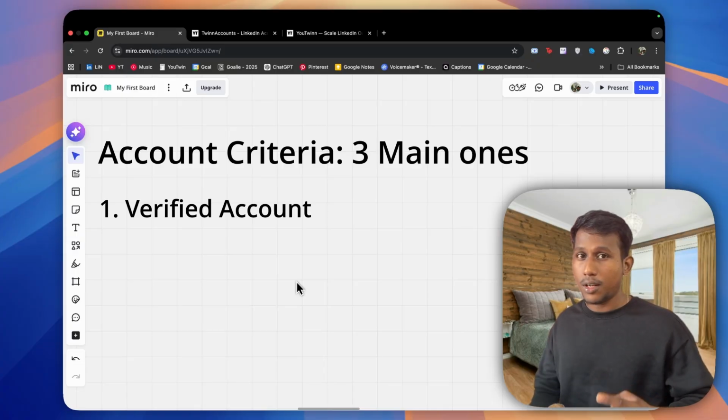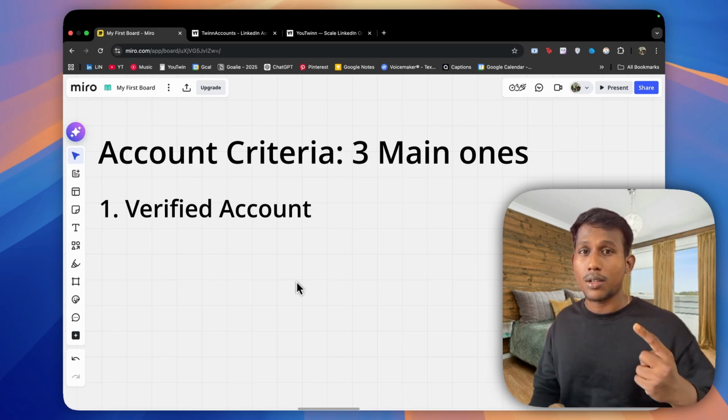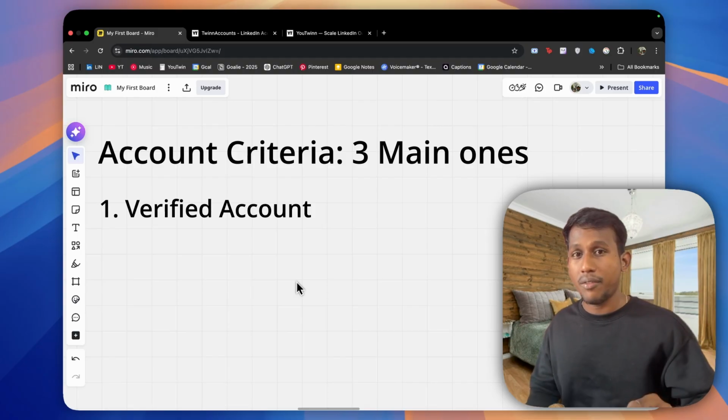So make sure the account that you're renting has this verification mark, and if the supplier is trying to sell you accounts without a verification mark, push them to ask the real person to verify, or just don't rent the accounts from them. So that's one thing.